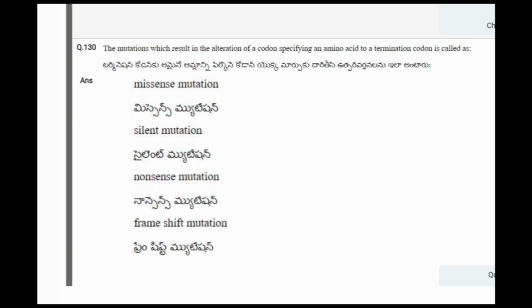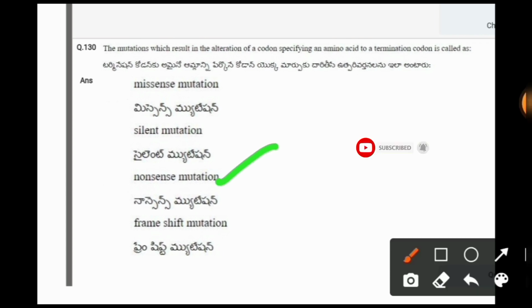Next question. The mutations which result in the alteration of a codon specifying an amino acid to a termination codon is called as missense mutation, silent mutation, nonsense mutation, frame shift mutation. The correct option is the third one, that is nonsense mutation.